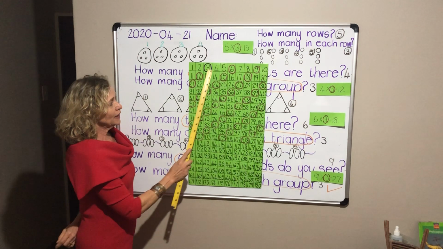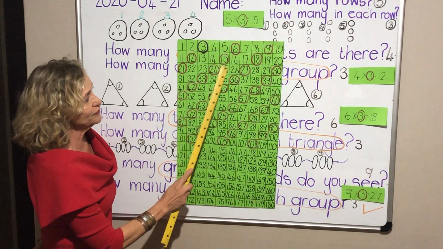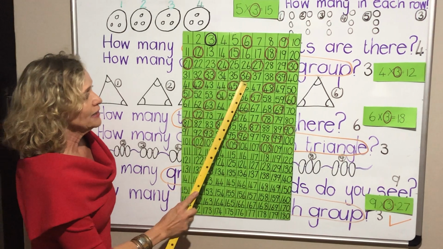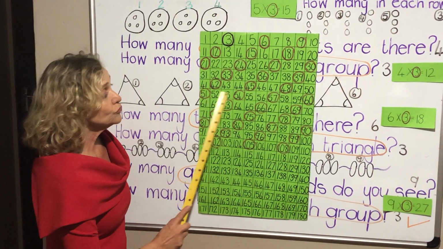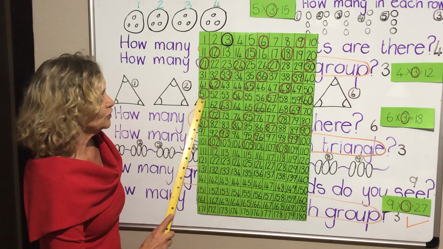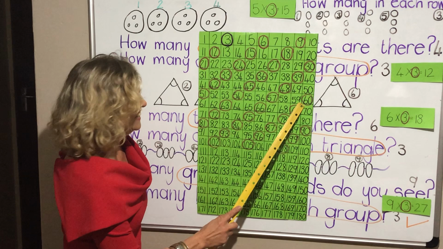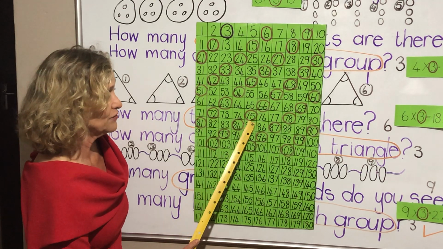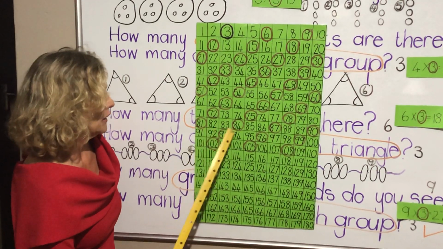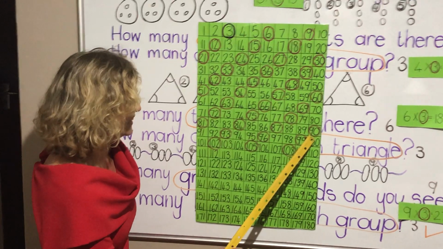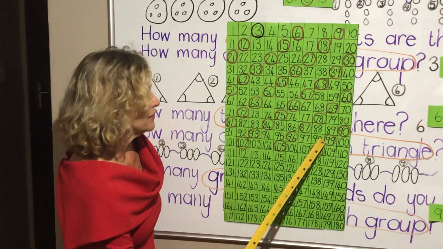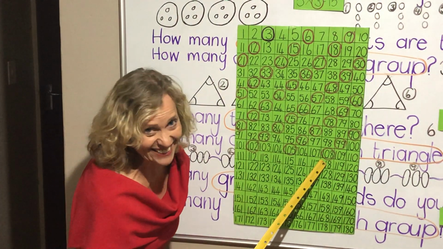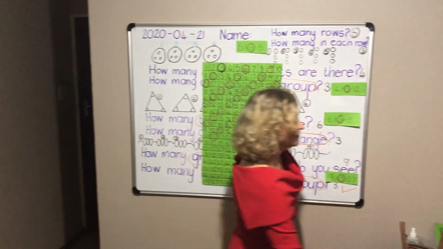Let's go. 3, 6, 9, 12, 15, 18, 21, 24, 27, 30, 33, 36, 39, 42, 45, 48, 51, 54, 57, 60, 63, 66, 69, 72, 75, 78, 81, 84, 87, 90, 93, 96, 99, 102, 105, 108. Whew, that was a mouthful. Well done.